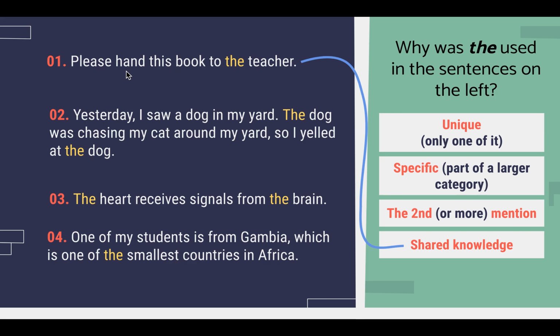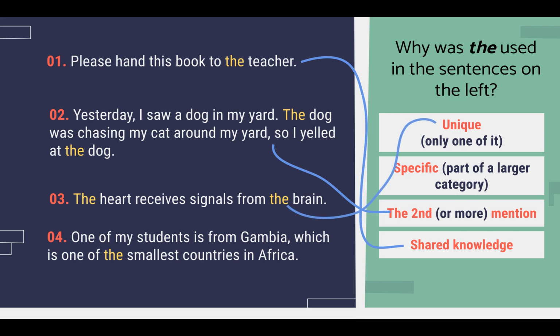Number 2, yesterday I saw a dog in my yard. The dog was chasing my cat around my yard, so I yelled at the dog. This one is second or more mention, right? The first time I mention the dog, I use a, but the second and third time I mention the dog, I use the.